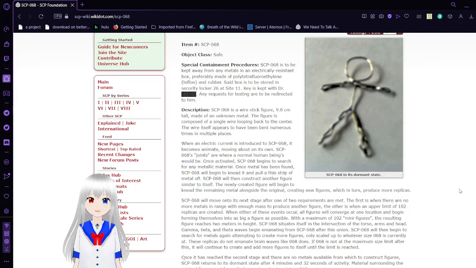Special Containment Procedures: SCP-68 is to be kept away from any metals in an electric-resistant box, preferably made of polyethylene and rubber. Said box is to be stored in Security Locker 26 at Site 11. Key is kept with Dr. Blank. Any requests for testing are to be redirected to him.